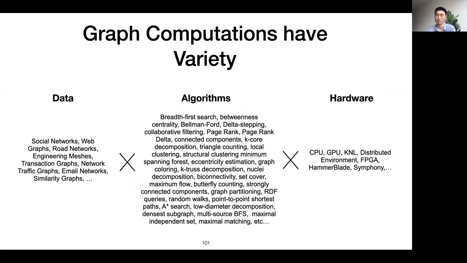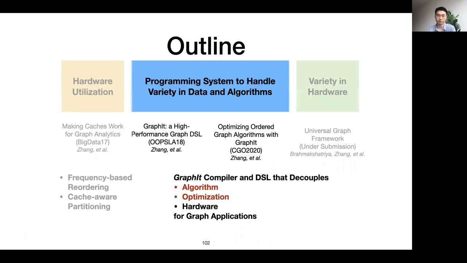And this comes back to the challenge that I talked about earlier in the talk about how there's a large variety in the data, algorithms, and hardware. So in the next part of the talk, I'll talk about how we use the GraphIt compiler to decouple algorithm from optimization to tackle this problem of variety in different algorithms and graphs.